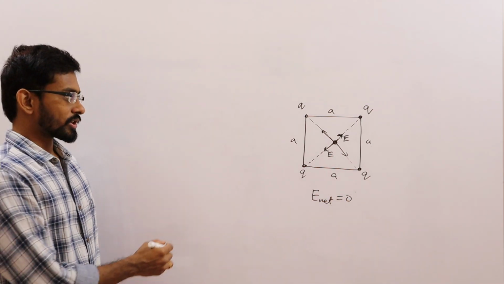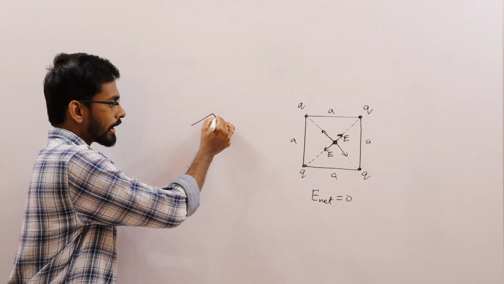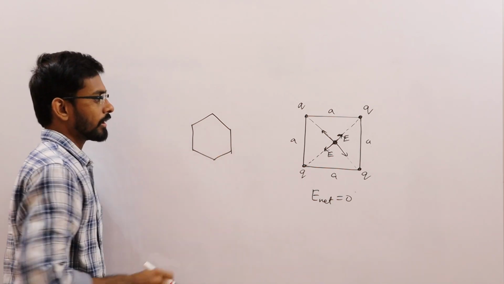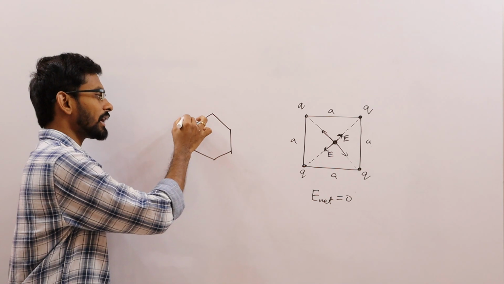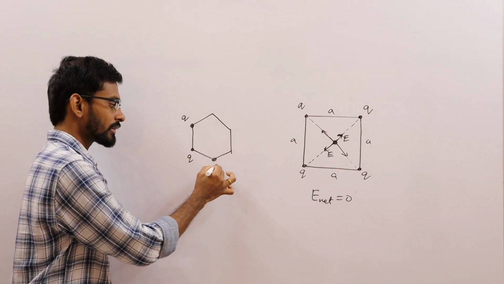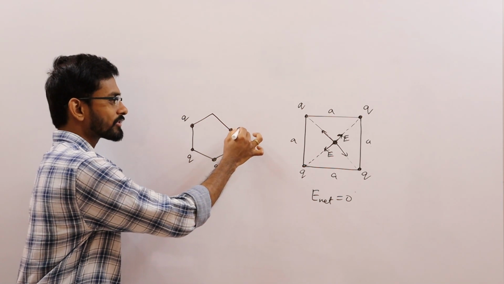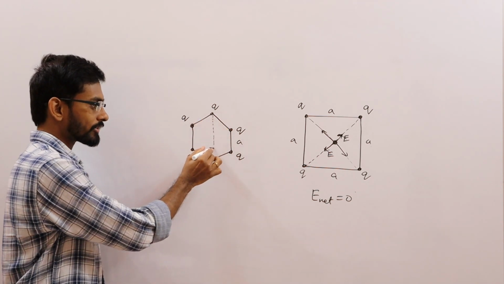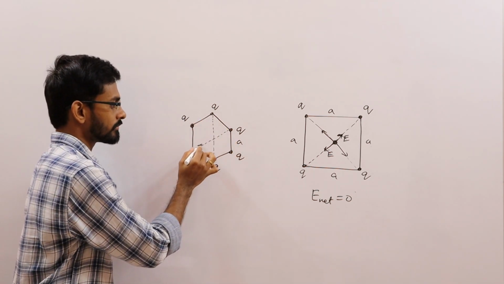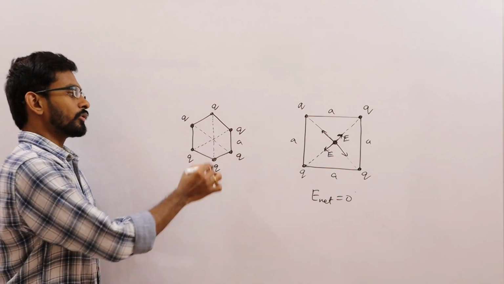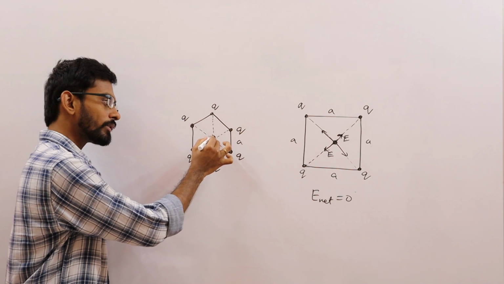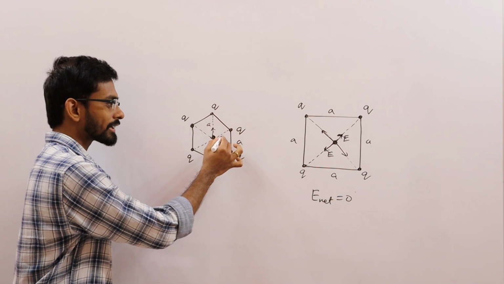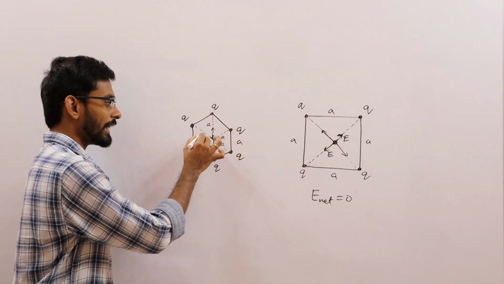Similarly, let us consider one more situation. Let us consider a regular hexagon. So let us consider 6 identical charges Q each on the vertices of this regular hexagon of side A. Now let us calculate the net electric field at the center of this hexagon. Here also the electric field due to this one will be in this direction, the electric field due to this in this direction, and the distance everywhere will be equal to A in a regular hexagon. So all these sides will be A.